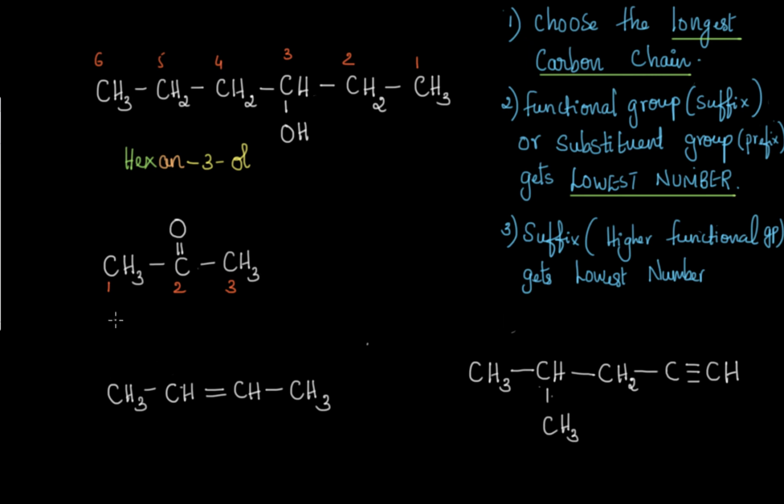Similarly, I'm going to name it. The 3 carbon chain is prop. All are carbon-carbon single bonds. So you can see a double bond here, but that double bond is not with carbon. Therefore, you consider carbon-carbon single bond, and we call it ane. And the last letter E is replaced by the suffix of ketone, that is 2-one.